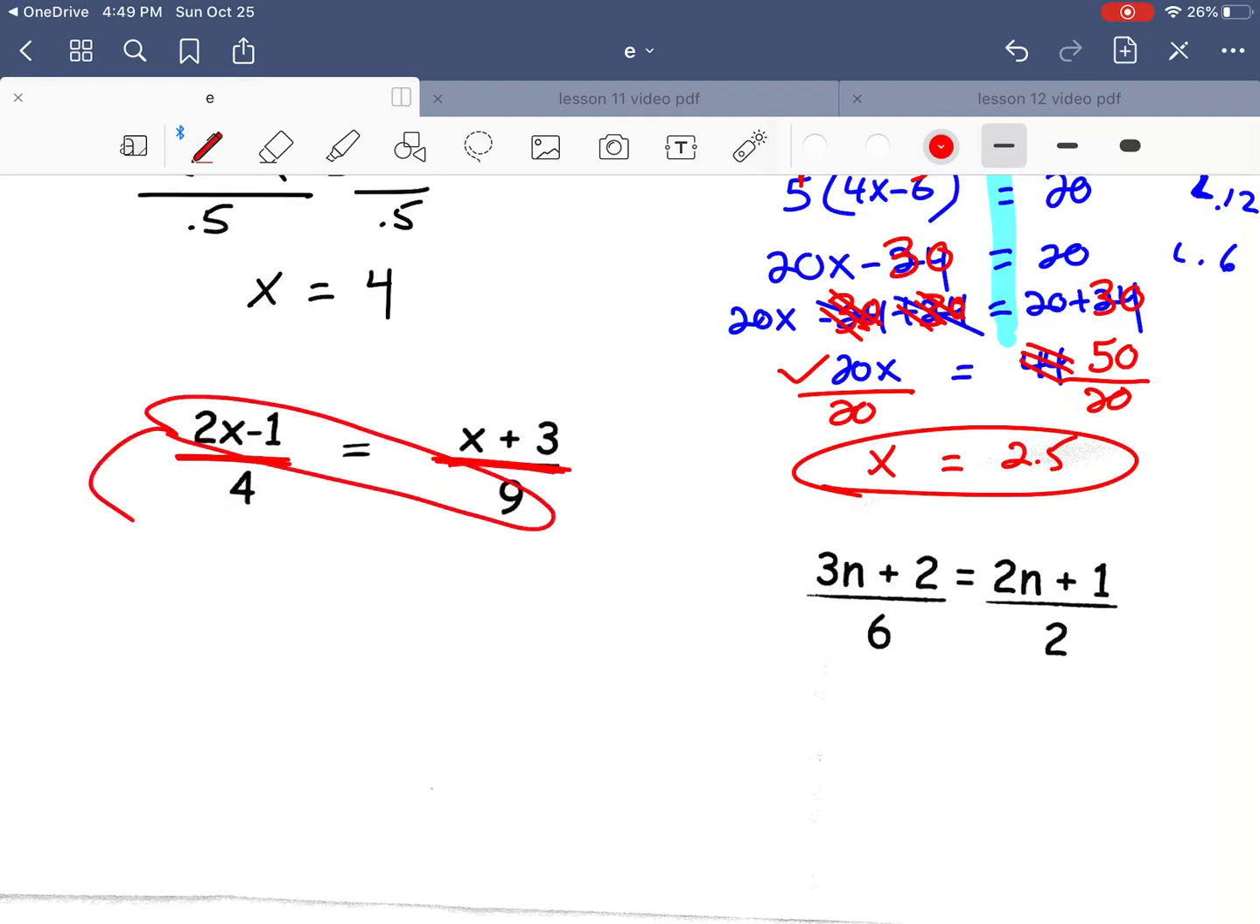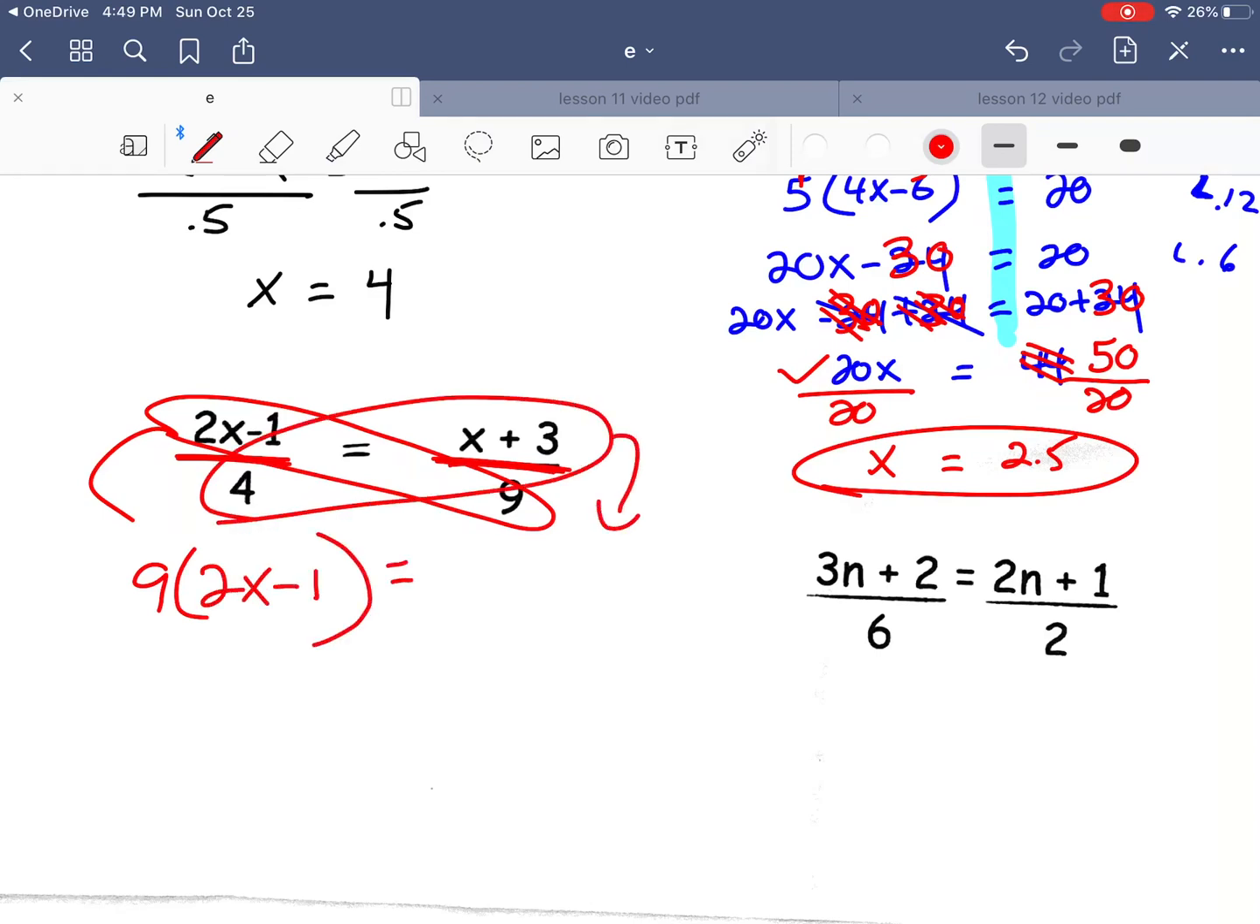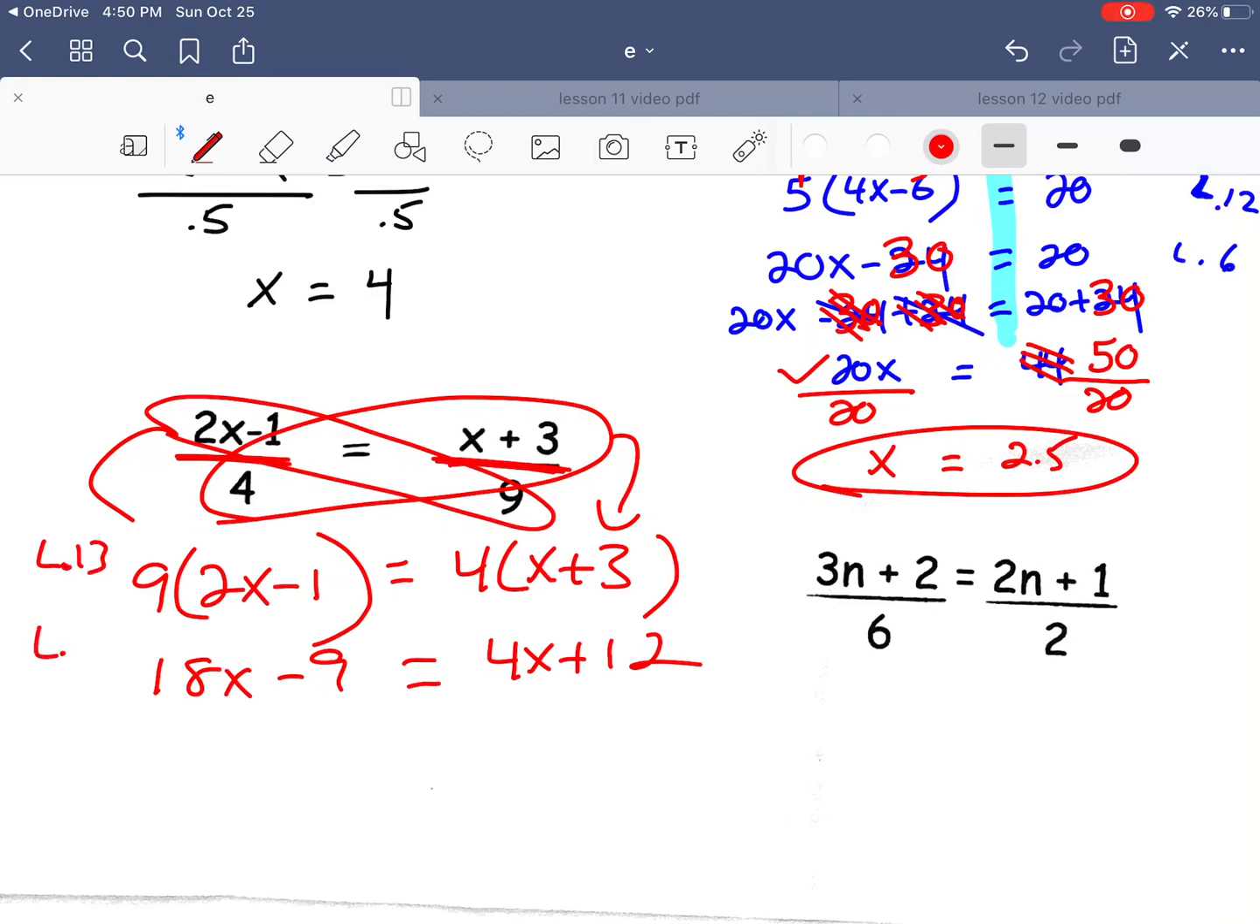9 times this side and then 4 times this side. Brackets have to be there. 18x minus 9, 4x plus 12. So this is definitely lesson 13. Now we're down to lesson 12 and so on. Let's bring that.